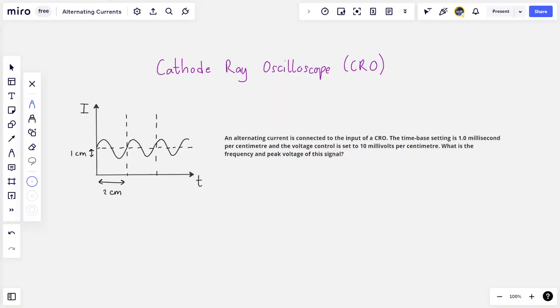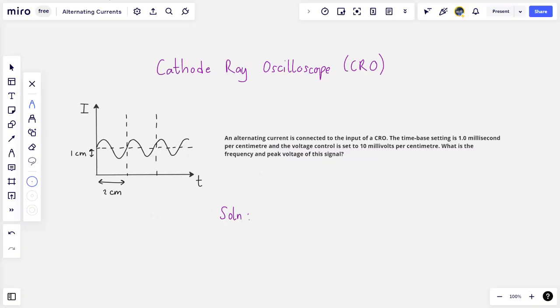Now, this example has a graph of current versus time, I versus t. We are shown the signal on a CRO, the trace, if you will, on the screen of a cathode ray oscilloscope. And we are told that an alternating current is connected to the input of the CRO. The time-based setting is 1 millisecond per centimeter, and the voltage control is set to 10 millivolts per centimeter. We are asked to calculate the frequency and the peak voltage of the signal. So let me go about trying to solve this problem.